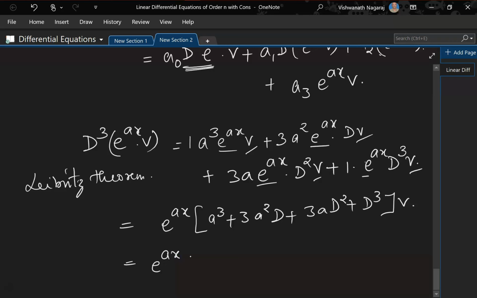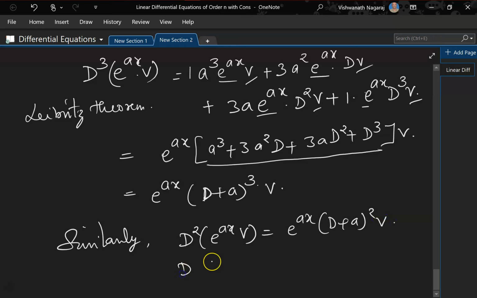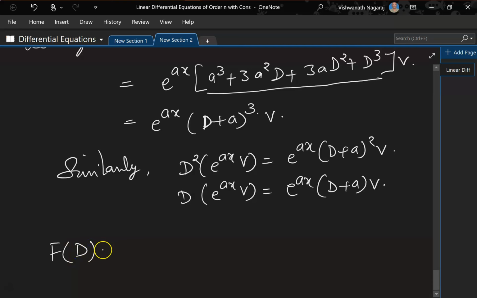Now this whole thing can be written as D plus a cubed. Yes, high school algebra: x plus y cubed is equal to x cubed plus 3x squared y plus 3x y squared plus y cubed. Similarly, the second successive differentiation will lead us to e^(ax) D plus a squared V, and the first derivative would be e^(ax) D plus a V.